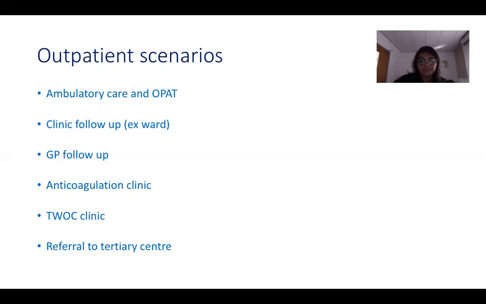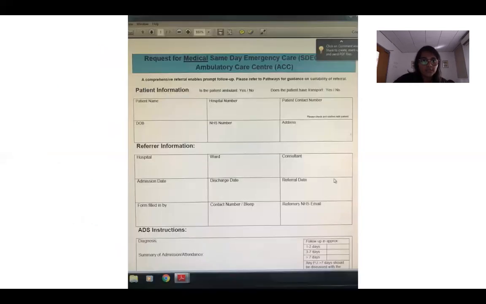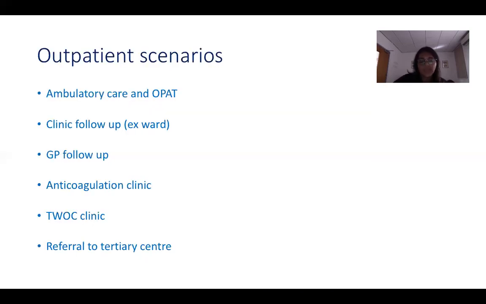There is a form. I'll show you the form. This is the form that you fill in. It's on the Knowledge Centre. Essentially you fill in the patient details and what they need to be seen for and how long. Okay, and there's also one for OPAT. It's a very similar form, also on the Knowledge Centre. So that's ambulatory care. The second one is clinic follow-up.